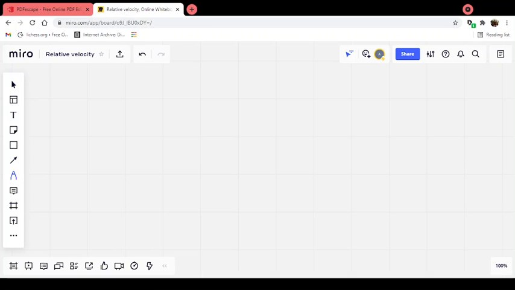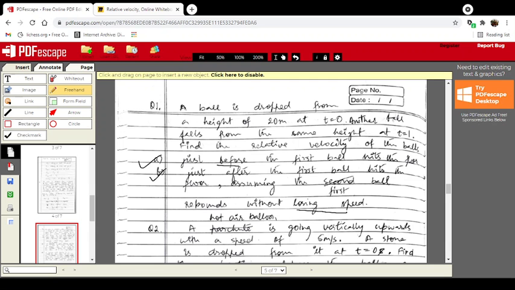So what we'll be doing is, let us imagine a cliff which is 20 meters in height. Now one ball is being dropped with 0 initial velocity, and the second ball is also dropped. So what would be happening at t equal to 1 second? That is our concern.